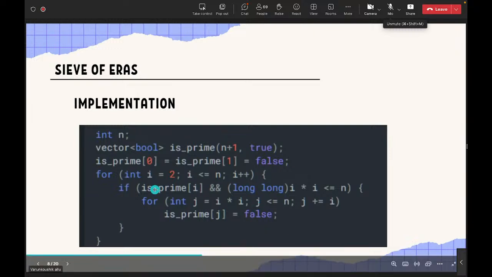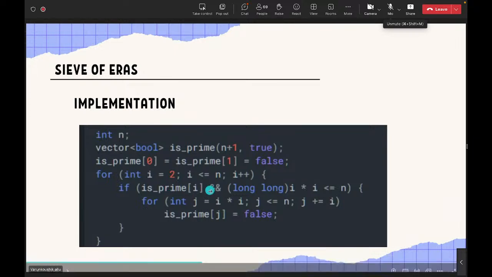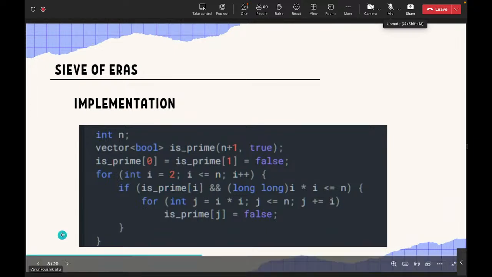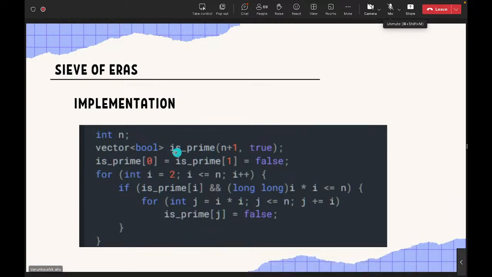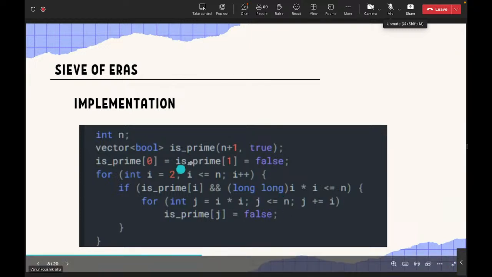Next time when we enter this if loop, we see that it's false. That's why it does not enter the if loop. Then it will go to the next i and continue iteration. In that way, we'll get all the prime numbers. Then we'll print what all we want. If it's true, we'll print out cout i like that, and we get all the prime numbers. This is the fastest way, it's an O of n log log n approach. So this is one of the fastest techniques to find primes, the sieve of Eratosthenes.